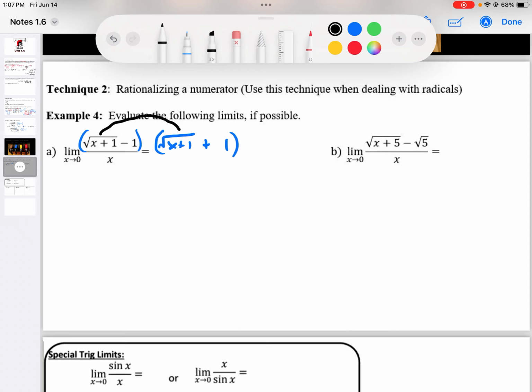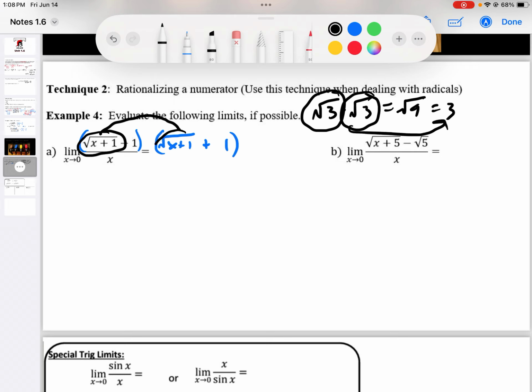So I multiply the first 2 terms together. So the square root of x plus 1 times the square root of x plus 1. Think, what's the square root of 3 times the square root of 3? That's the square root of 9, which is just 3. So if I'm multiplying square roots of the same radicand, the square root just goes away. So this is just going to be x plus 1.